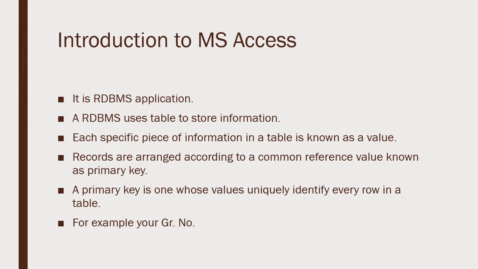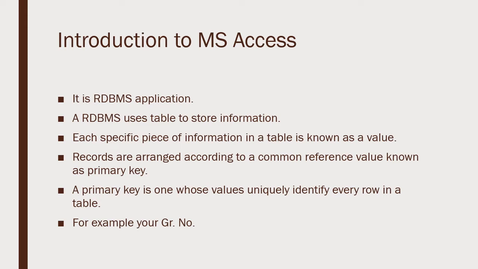Each specific piece of information in a table is known as a value. Records are arranged according to a common reference value known as the primary key. That is more important. What is a primary key? A primary key is one whose values uniquely identify every row in a table. As we have discussed, duplication of data is called data redundancy. So through this primary key, we can avoid the duplication of data.